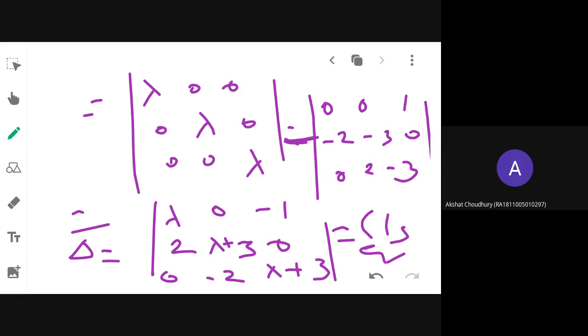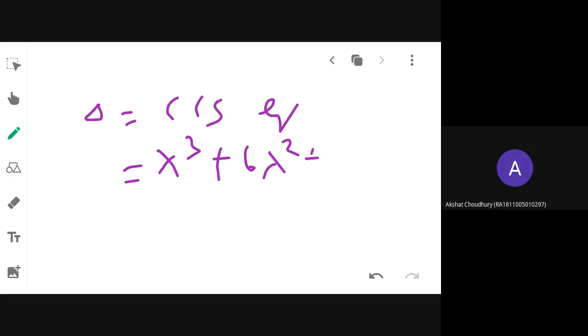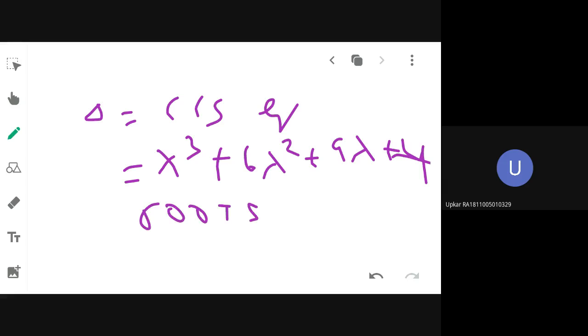Done now? What is the determinant? If you find the determinant, that equation will be the characteristic equation, which is lambda cube plus 6 lambda square plus 9 lambda plus 4. Have you got the answer? Yes, ma'am. Find the roots by using your calculator or some other method that you learnt in maths.